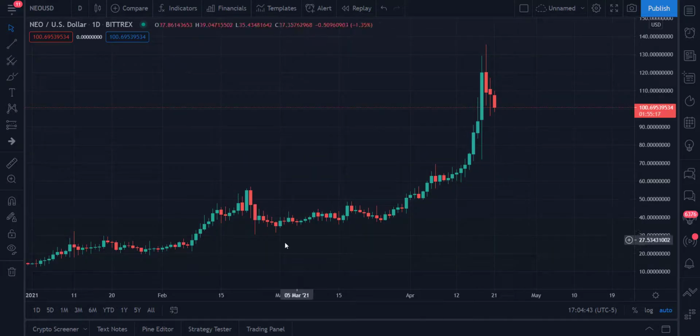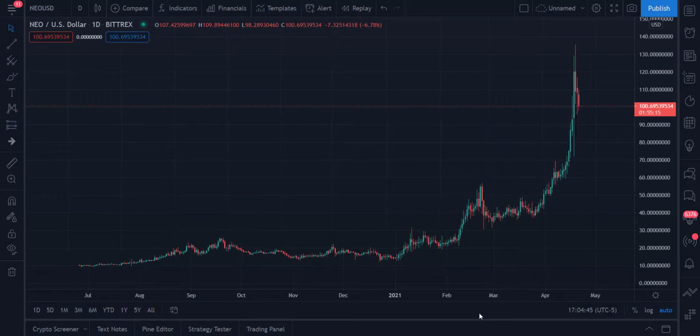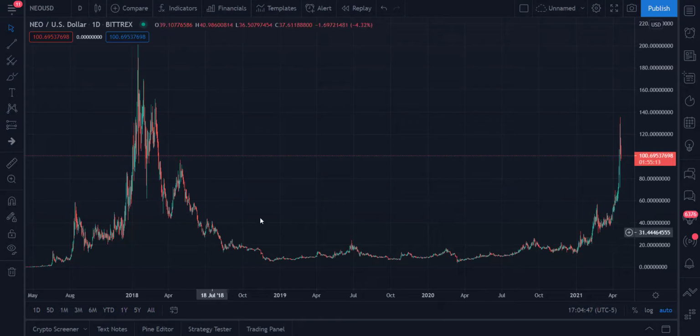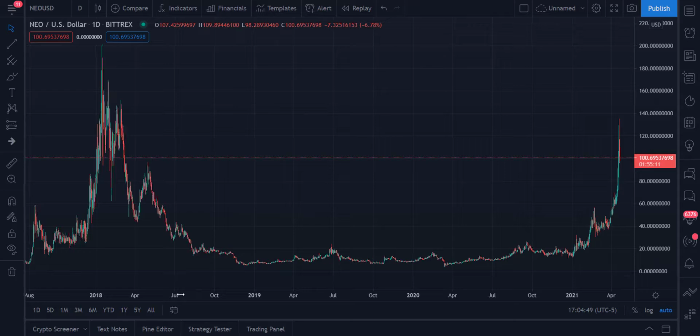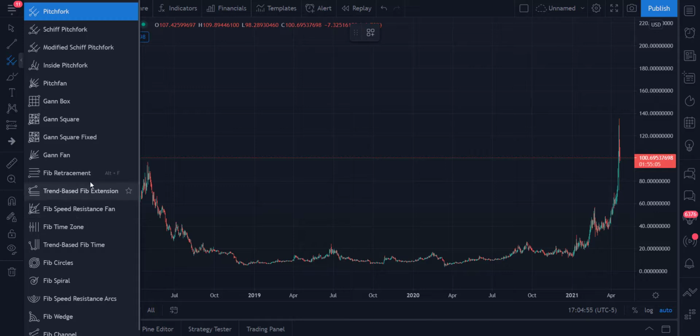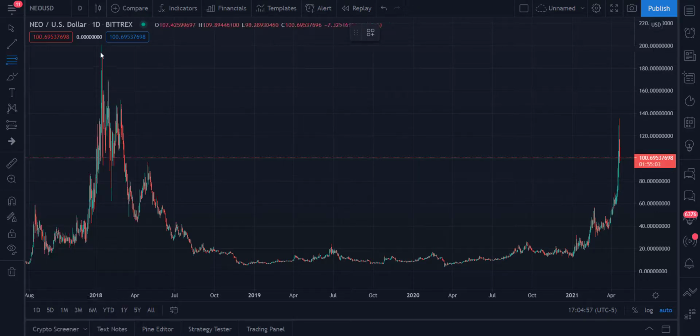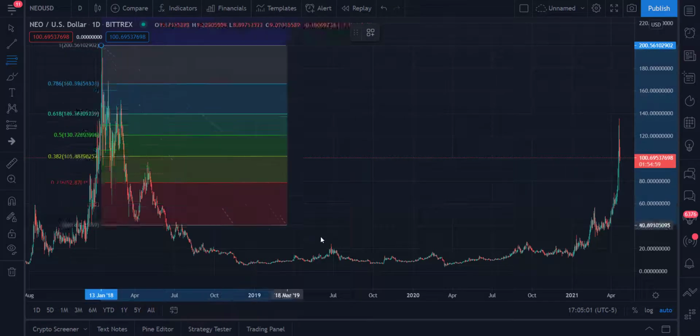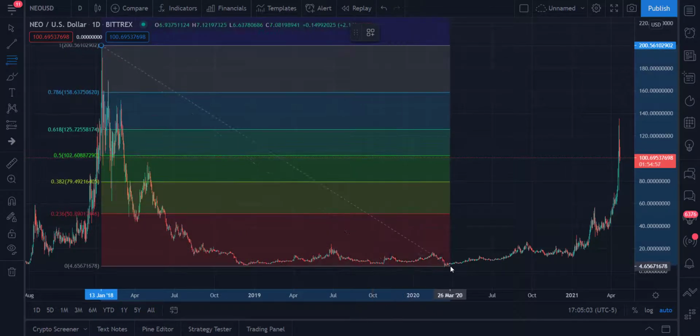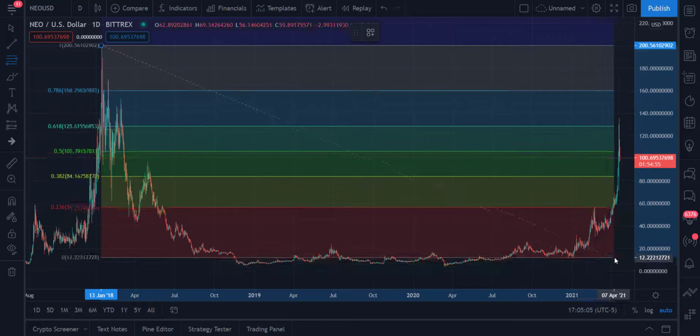I do want to, like I mentioned earlier, take a closer look at the retracement that has happened. So let's go ahead and look at our little Fibonacci retracement. We're going to go from the top here all the way to the low. I'm just going to drag it across.